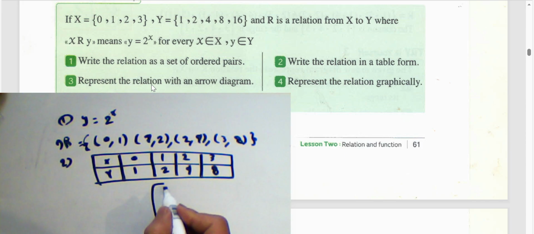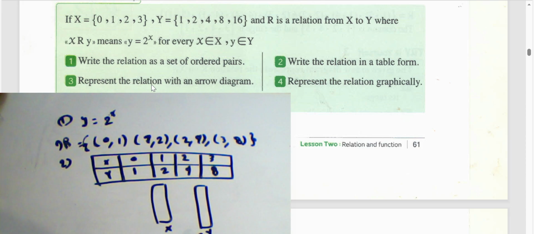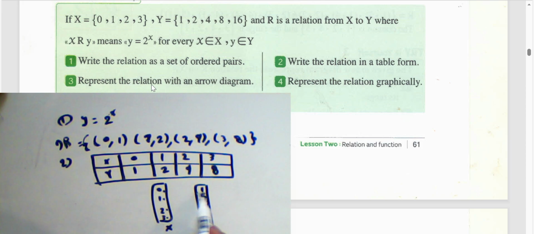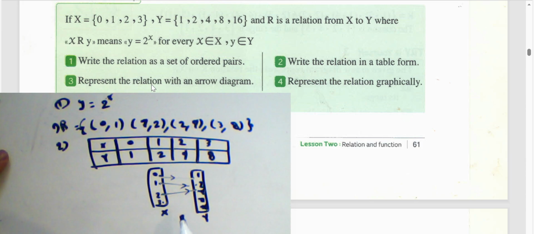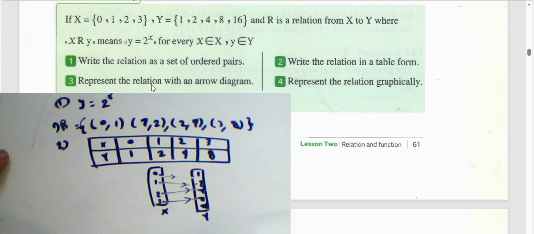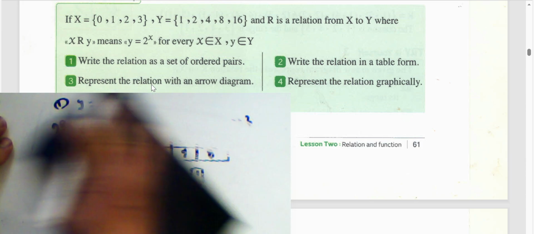We can draw a table like this, first x and second y here. The elements of x are 0, 1, 2, 3, and y 1, 2, 4, 8, 16. Choose 0 with 1, 1 with 2 the image, and 2 with 4, and 3 with 8. This is number 3.